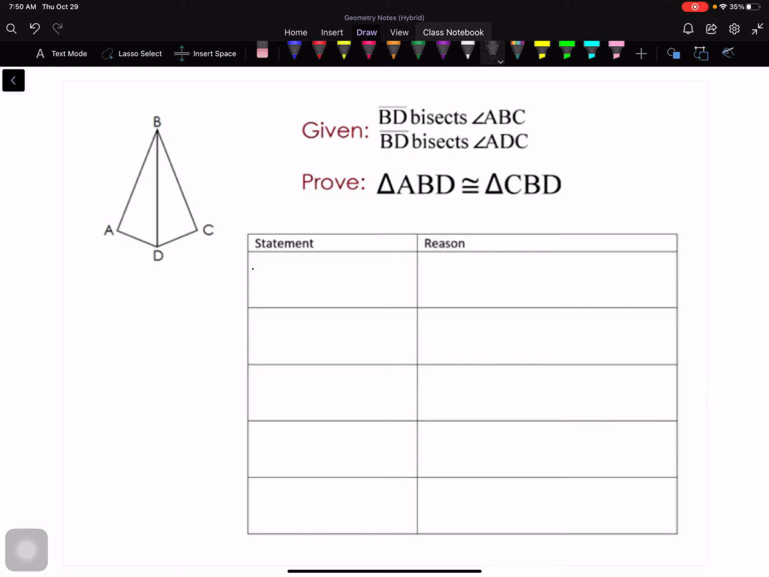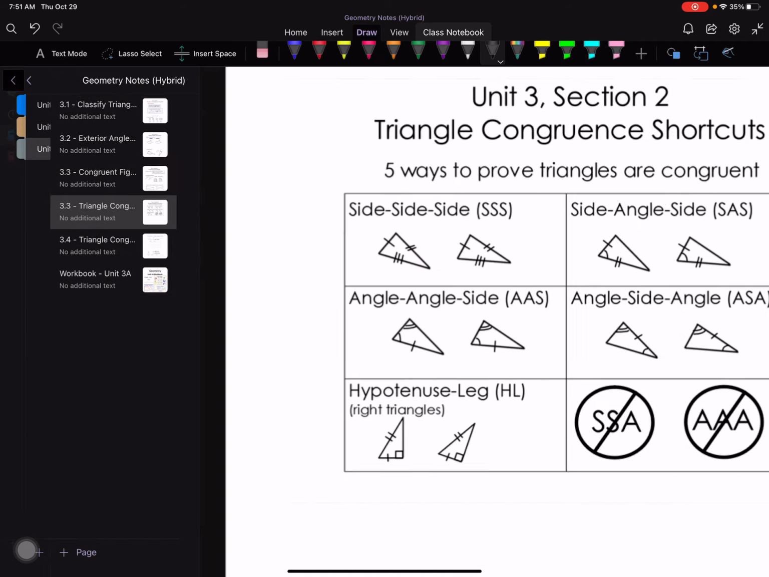So, number 1, always just write your given information. So, BD bisects angle ABC, and BD also bisects angle ADC. And your reasoning is always just going to be that it was given. You always have to start with given information. So the first step in these proofs should be pretty easy. The last step, 1, 2, 3, 4, 5, the last step: triangle ABD is congruent to triangle CBD. And then hopefully we'll get one of these 5 reasons for that.